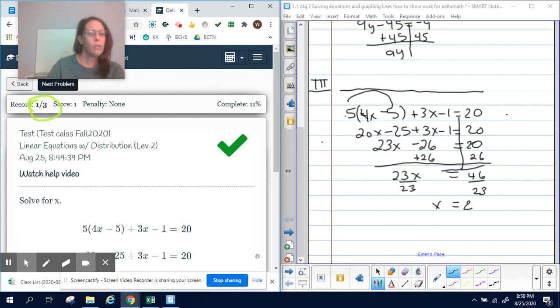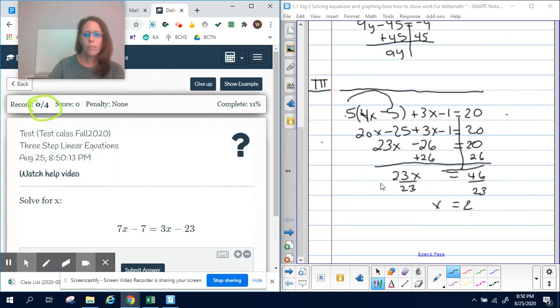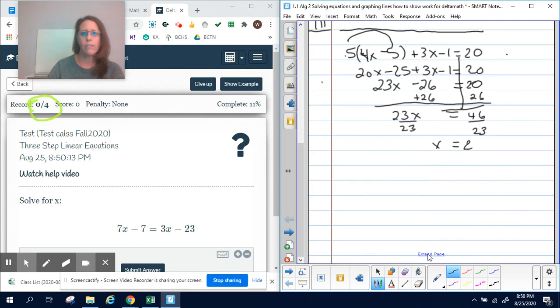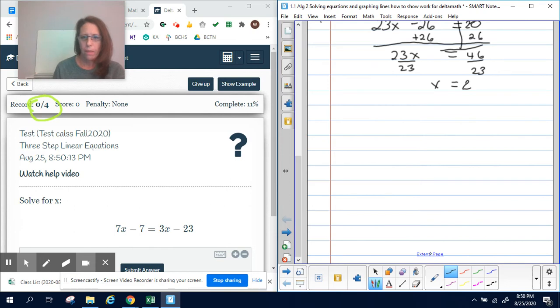All right, I also was hoping to show you this topic, three-step linear equations. And the reason why is because these are different. The one up here, the letters 20x, 3x were on the same side of the equation. And if you look really carefully at this Deltamath question, the letters are on different sides. So let's get that paper. Okay, one more time. To stay super organized is going to help you. And it's also going to benefit you grade-wise.